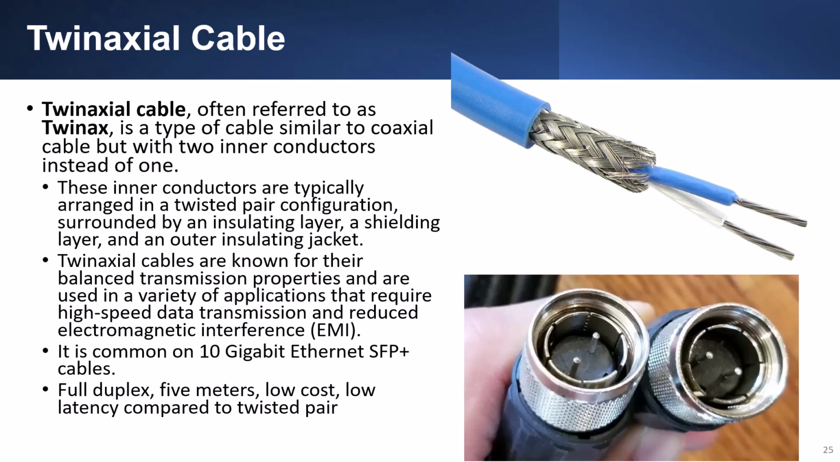Twinaxial cable, often referred to as Twinax, is a type of cable similar to a coaxial cable, but with two inner conductors instead of one. These inner conductors are typically arranged in a twisted pair configuration, surrounded by an insulating layer, a shielding layer, and an outer insulating jacket. Twinaxial cables are also known for their balanced transmission properties, and are used in a variety of applications that require high-speed transmission and reduced electromagnetic interference. It is common on 10 gigabit Ethernet SFP+ cables. Twinaxial offers full duplex, 5 meters distance, low cost, and low latency compared to twisted pair.